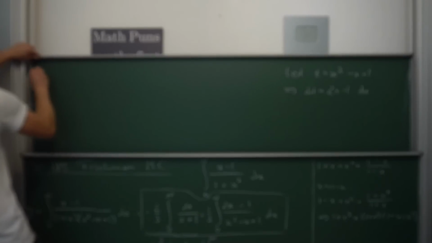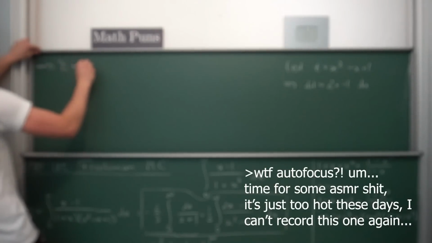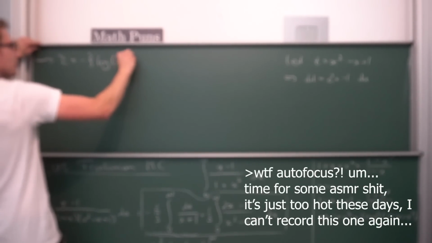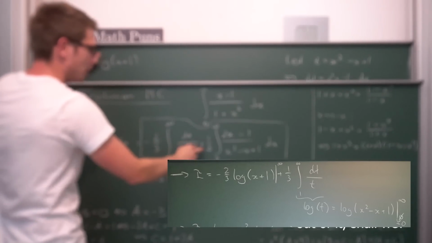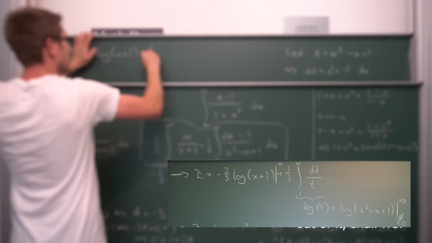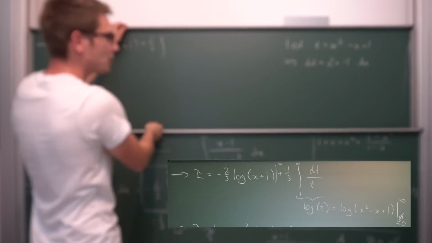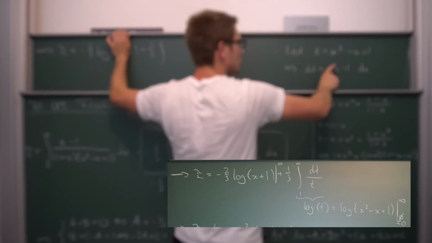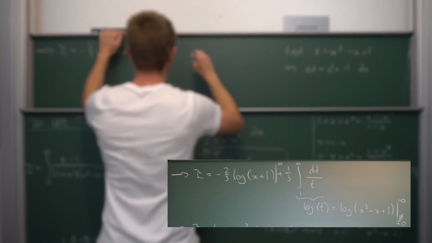So let's write this out. Meaning our integral I is hence equal to negative 2/3 log of x plus 1. And then we are going to get plus 1/3 the integral from, and now what we are going to get once we introduce substitution, let x go to 0, then this is vanishing, t is equal to 1.